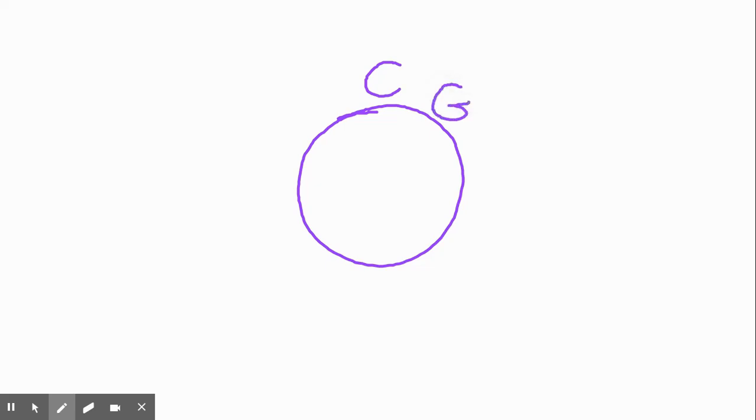We're going to go around by fifths. What's a fifth up from G? G, A, B, C, D. Our next fifth is D. What's a fifth up from D? D, E, F, G, A. I'm going to put an A. What's a fifth up from A? A, B, C, D, E. I'm going to put an E.